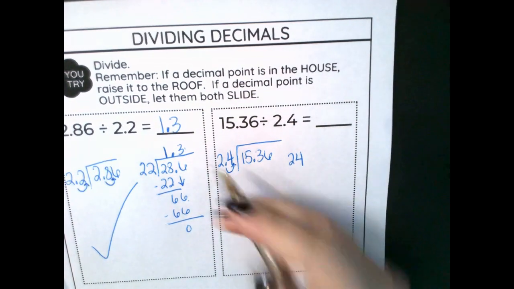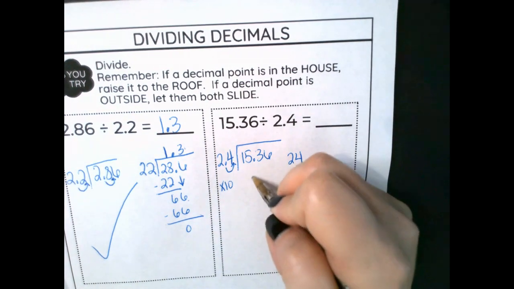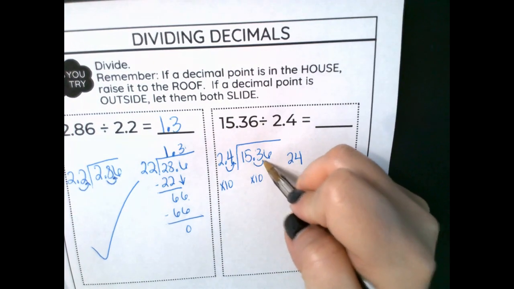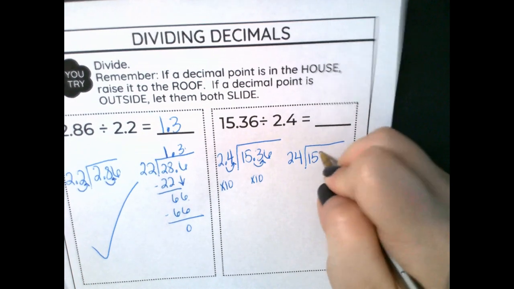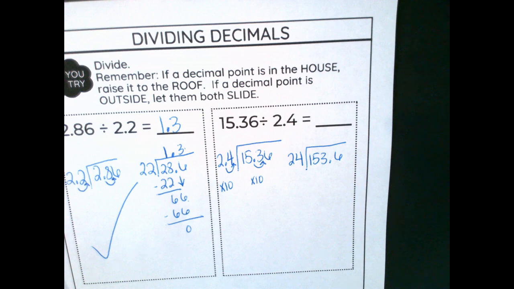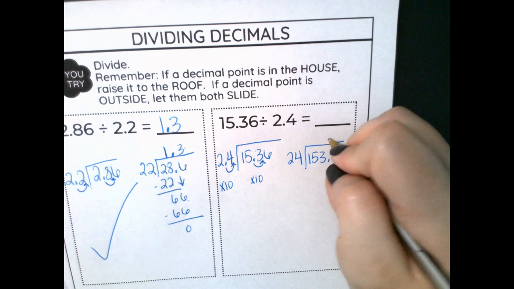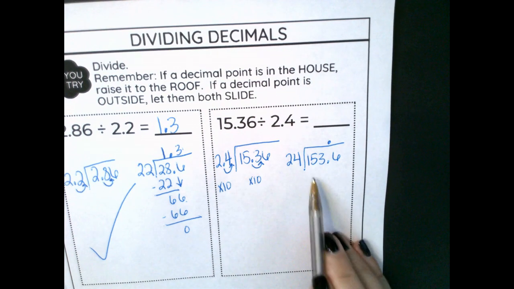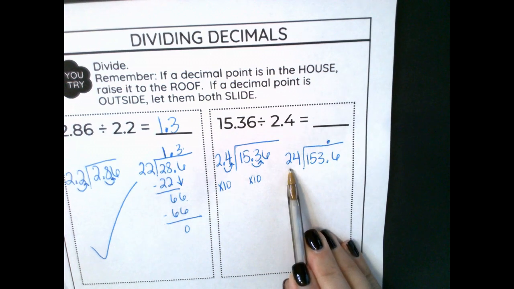And what we really did here was multiply by 10, so we also need to multiply our dividend by 10. And to do that, our decimal point is going to move one place. So we have 153 and 6 tenths. We still have a decimal point in the house, so we're going to raise it to the roof. Now we have 153 and 6 tenths divided by 24.